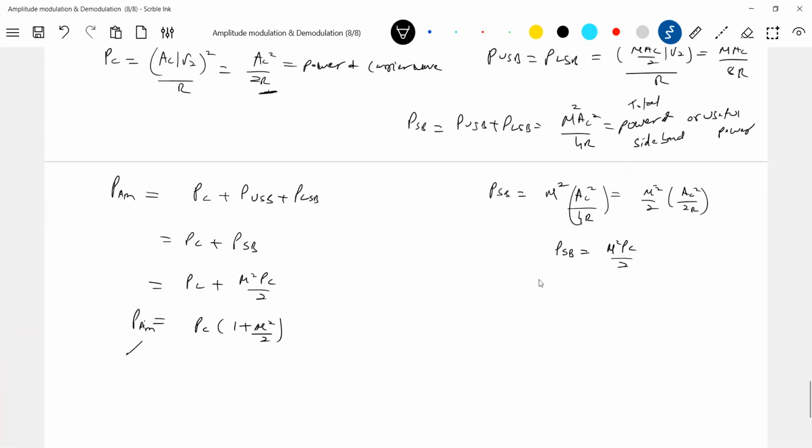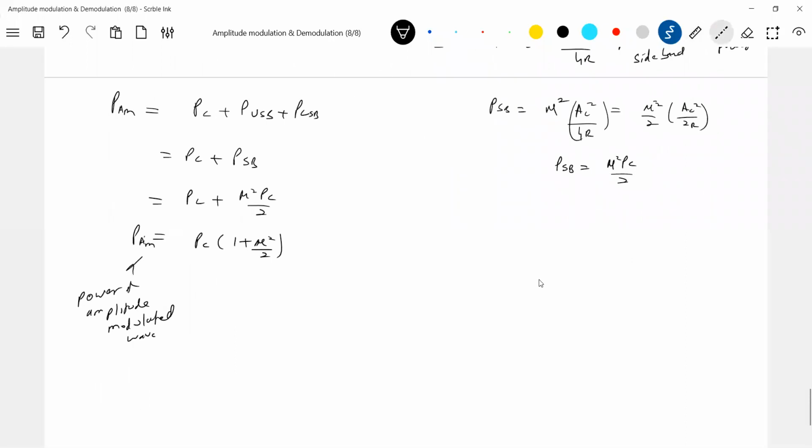This is what power of amplitude modulated wave. Okay, let's talk about, I think there's one very good formula which you have to remember here. Efficiency of AM in transmission. The next discussion is the power of an amplitude modulated wave.